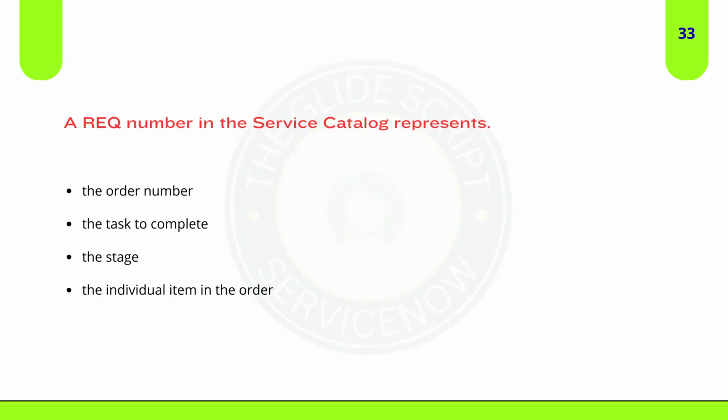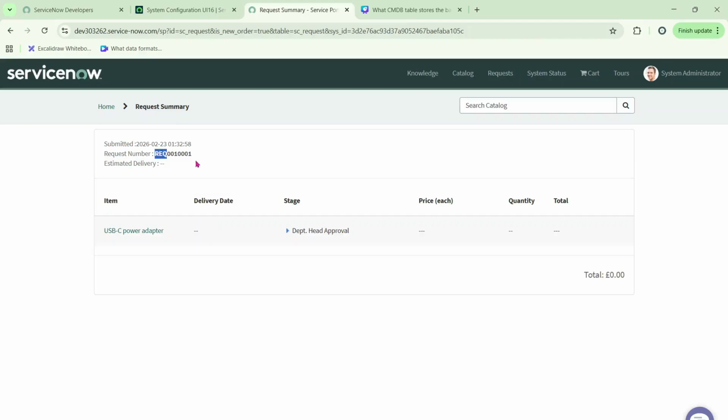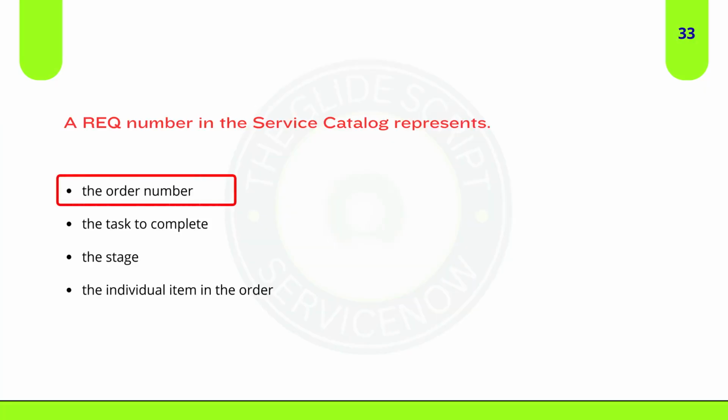RAQ number in the service catalog represents what? The order number. This is the order number. Whenever a customer or user submits a request, places an order, this request number is generated. So answer will be the order number.